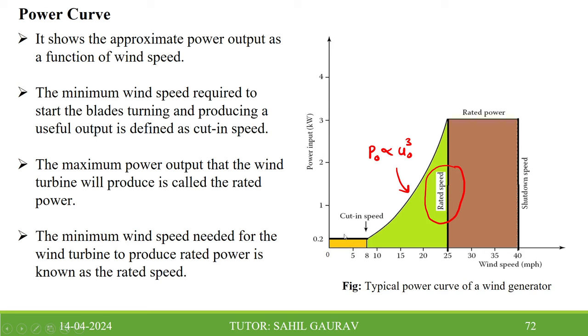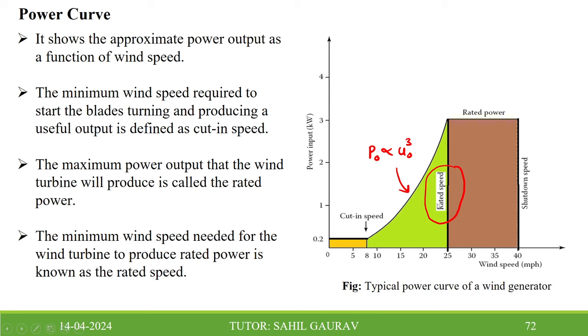Till the cut-in speed, there is no power extraction from the wind turbine, and beyond this cut-in speed, the power is directly proportional to the cube of wind speed, that is U cubed. This holds till the rated speed. Beyond the rated speed, the power gets saturated till the shutdown speed. And beyond this speed, you have to shut down your wind turbine so that it does not get damaged. So this is very important.